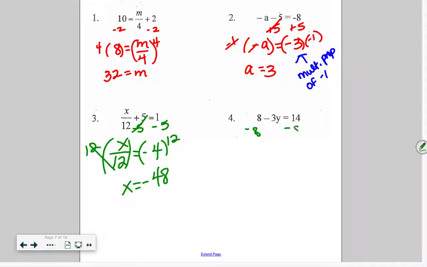And number 4, first thing we're going to do here? Subtract 8. You're leaving behind a negative 3y. Do not forget that subtraction sign is part of your negative. What is 14 minus 8? Next. Divide by negative 3. Y is going to equal negative 2.